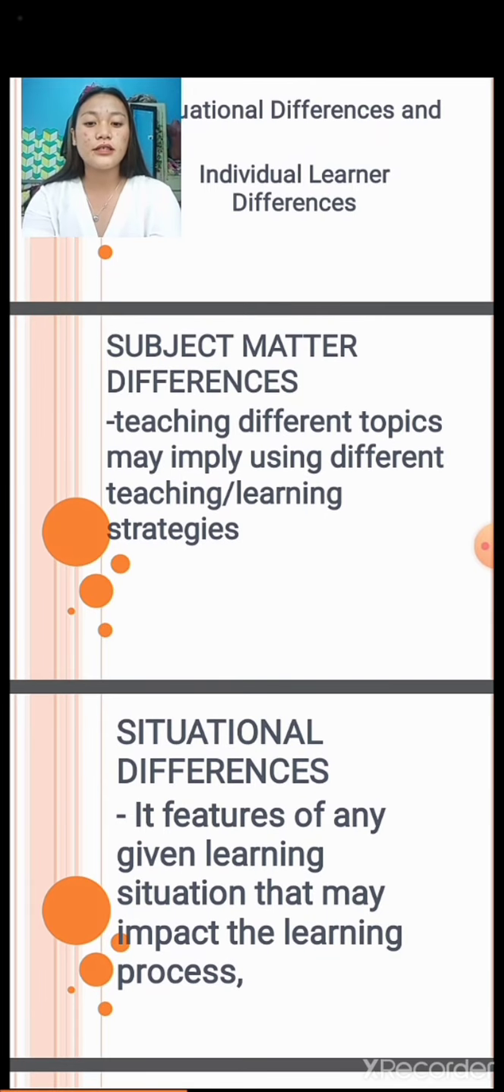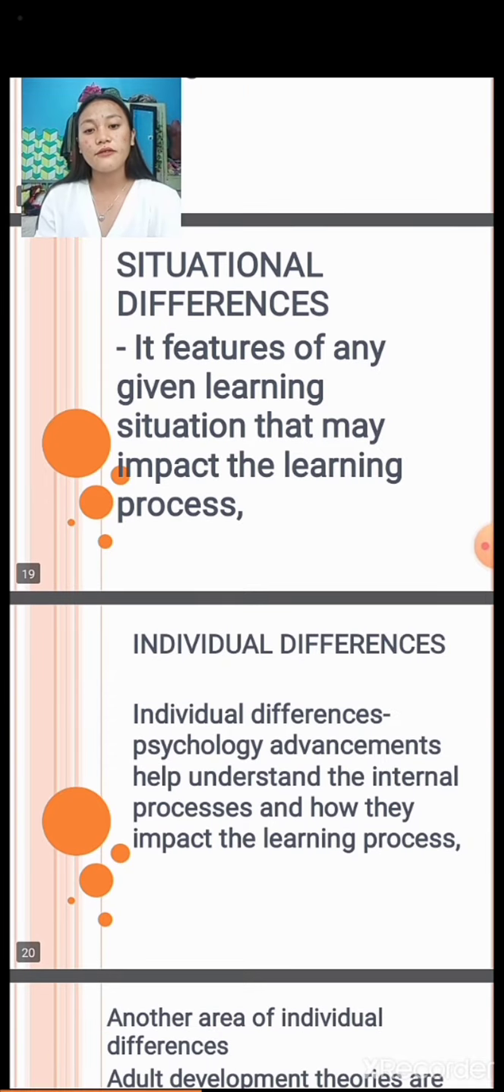Subject matter differences. Teaching different topics may imply using different learning strategies. Example, if we are going to introduce a familiar topic or content to our students, it also requires different learning strategies where a student can learn. Situational differences. These are features of any given learning situation that may impact the learning process. Examples are smaller groups versus larger groups. Another one is face-to-face versus distance learning.